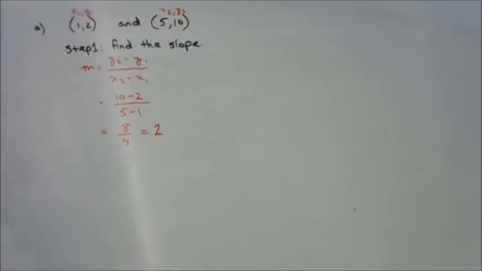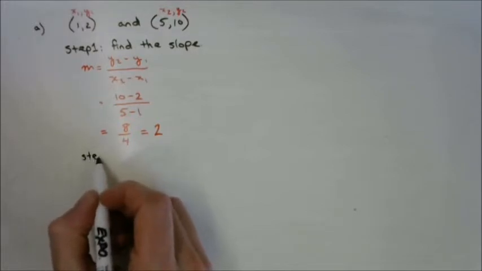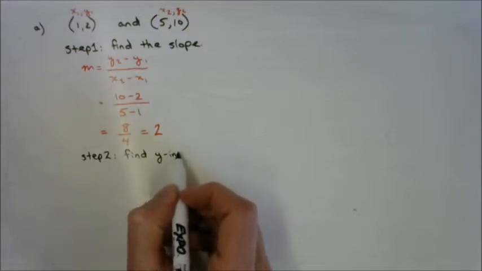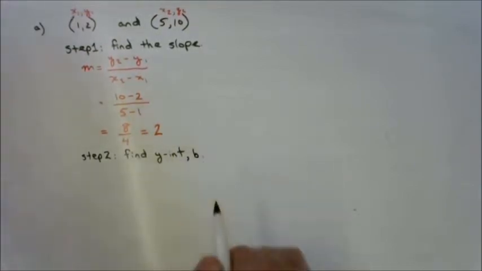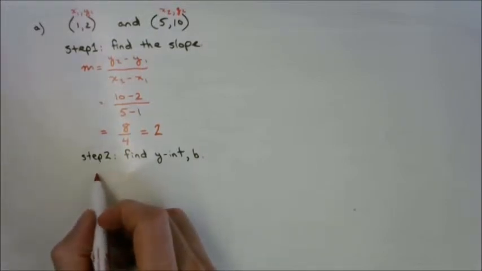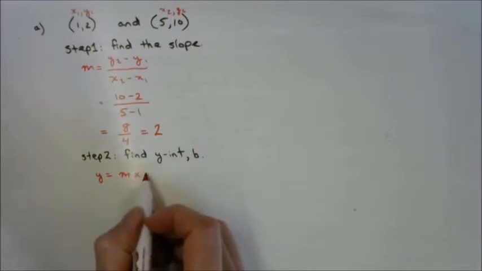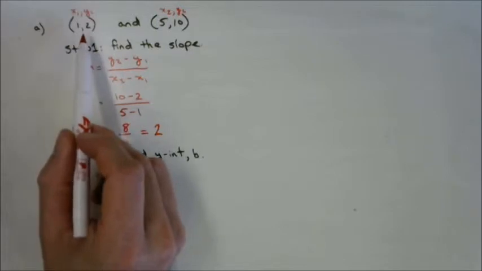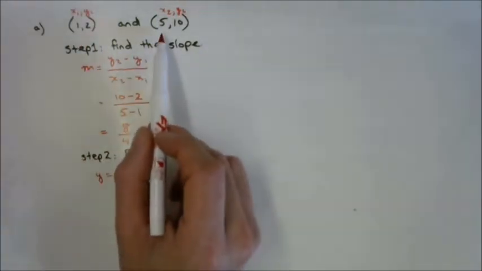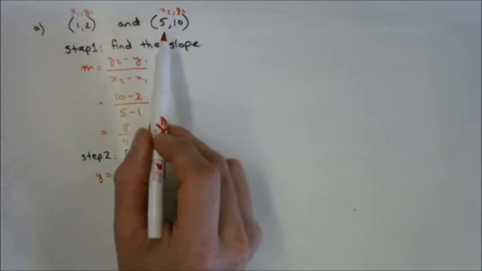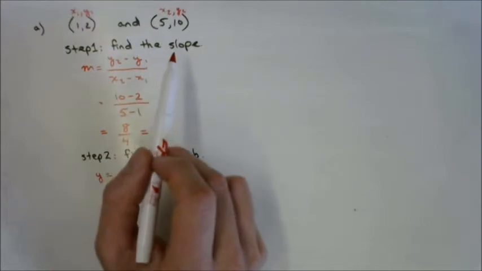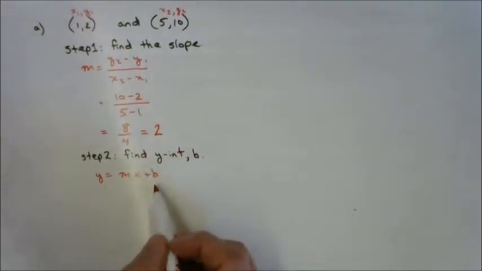Step 2. Step 2, find y-int, which is b. So all I have to do is take my y equals mx plus b, sub in what I know. I know that one of the points is 1, 2, and the other point that I know for sure is 5, 10. Both of these sets of coordinates will satisfy the equation. So it doesn't matter which one I use. I'll get the exact same b.